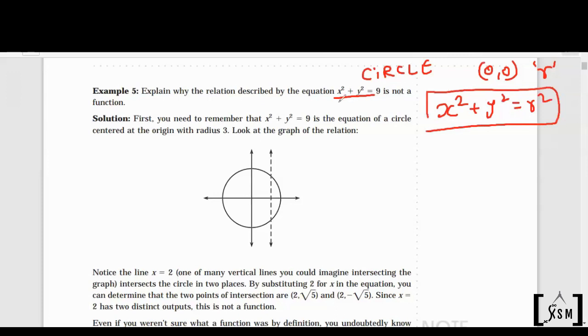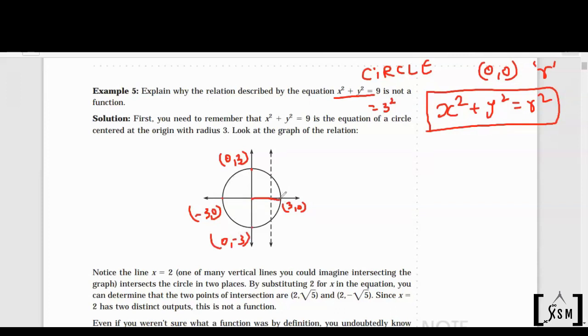So for sure this is the equation of a circle whose radius is 3, because 9 means 3 square. So yes, there is a complete circle here whose radius is 3. This point is 3, 0, this point is 0, 3, this point is -3, 0, and this point is 0, -3. Anyway, now the point is that this is not a function.